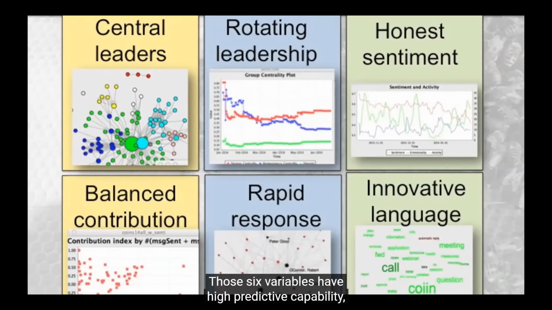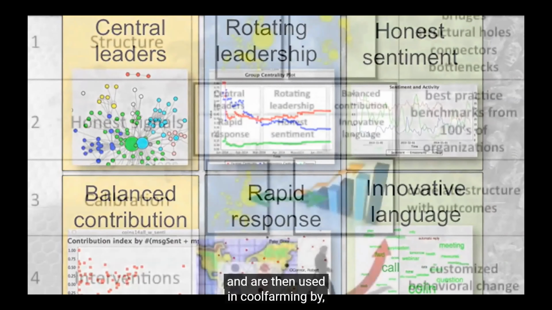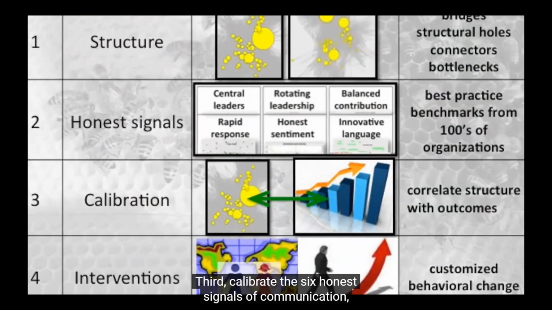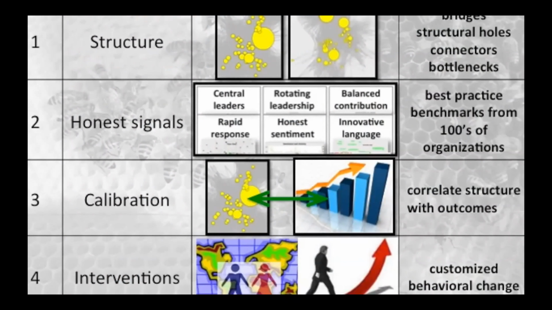Those six variables have high predictive capability and are then used in cool farming by, first, calculating the structure of a network; second, measuring those six honest signals of communication; third, calibrating the six honest signals of communication, for example, with a regression against a dependent variable, which is a performance metric of the network; and finally coming up with a recommendation of how one can improve the functioning, the performance, or the creativity of a particular network.